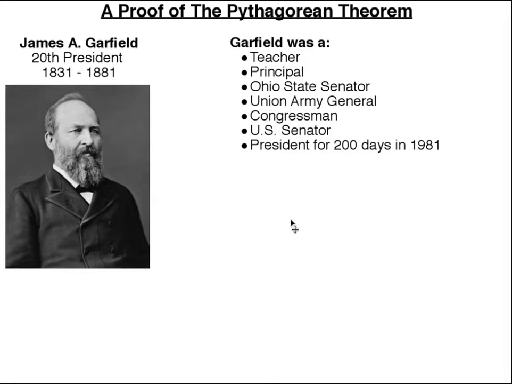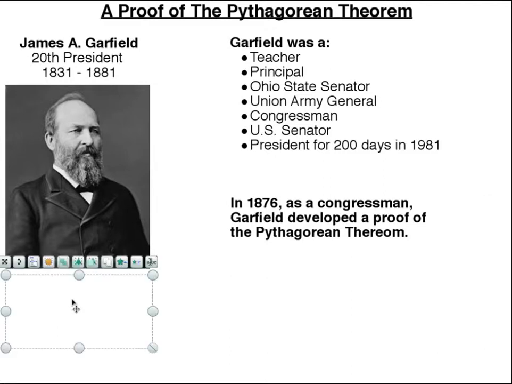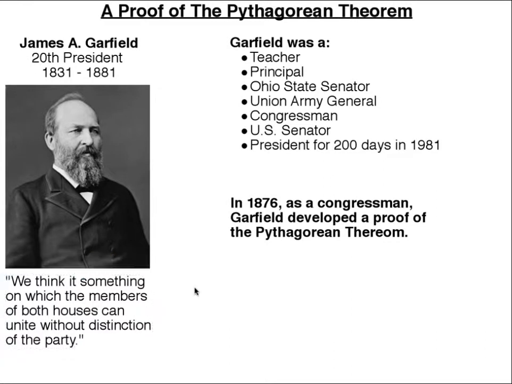But in 1876, Garfield developed this proof of the Pythagorean theorem, and for a short time it united both houses of Congress, both parties. He has a famous quote, "We think it's something on which the members of both houses can unite without distinction of party." Imagine that, but as you'll see, there wasn't much room for argument. So let's get into how he did it.